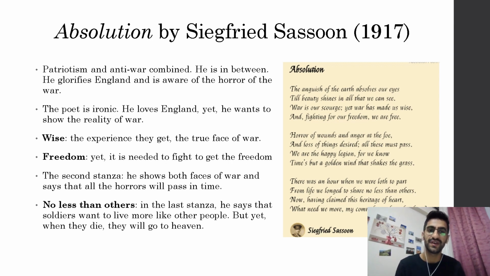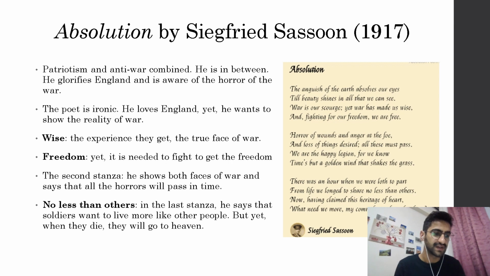Another thing is that the poet is ironic. He's being very ironic in the poem. He loves England, yet he wants to show the reality of war. Again, he says that I love my land, but we cannot ignore the fact that war is a horrible thing and it destroys everything. It's a distraction.